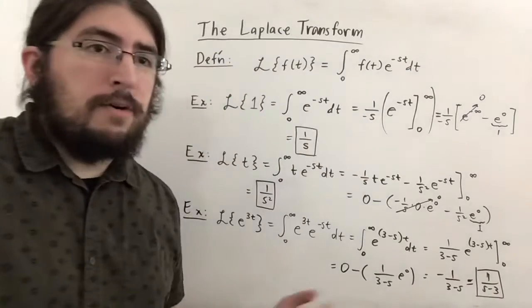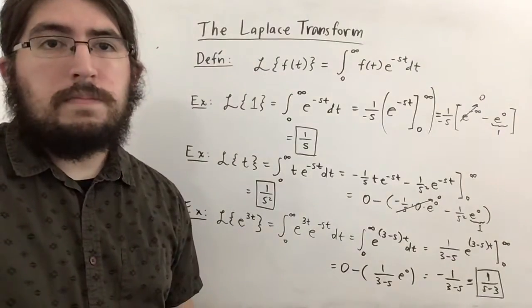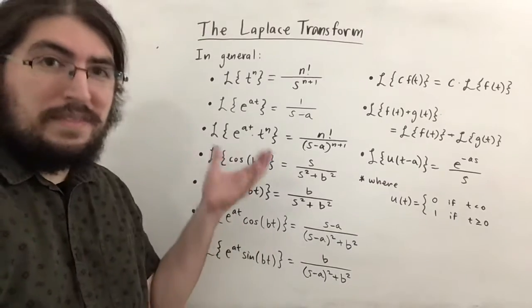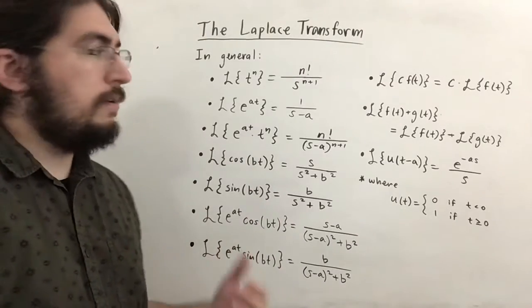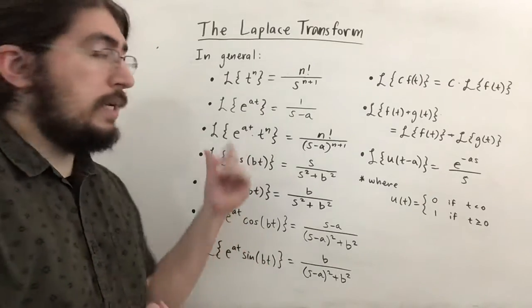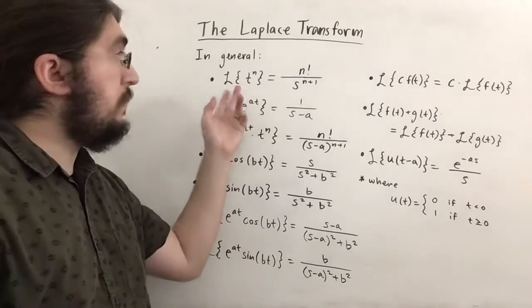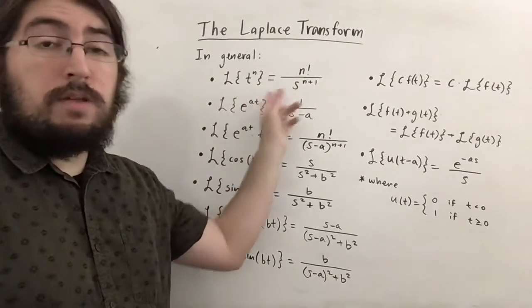Okay, so now I'm going to generalize a few things, and we'll see some more properties as well. In general, we have these following values for Laplace, or these evaluations, or you could say transformations, given a particular function. So for example, Laplace of t to the n specifically is n factorial over s to the n plus 1.